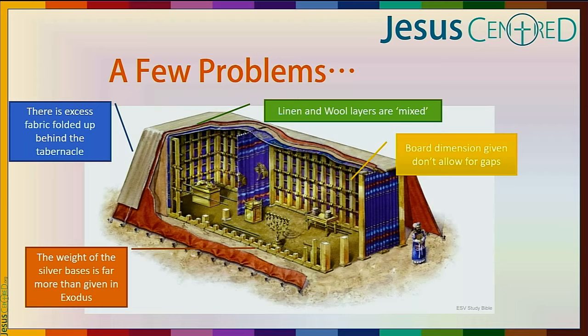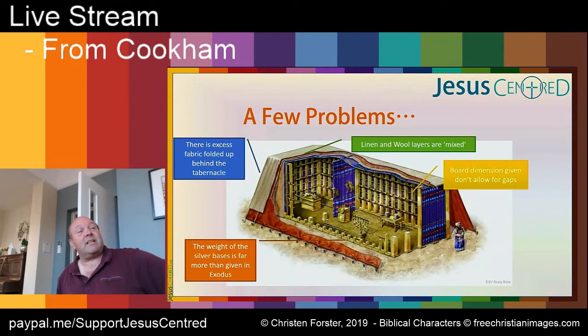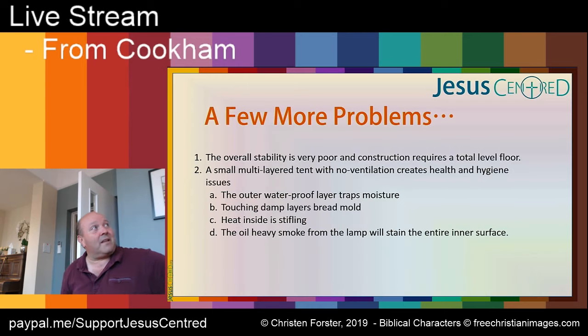And so part of the way that's compensated for is because it talks about silver settings, and those are assumed to be enormous, really, to create a huge amount of weight at the base. The problem is that they end up with a greater volume of silver than is actually specified. We haven't got time to look at all of that tonight, because we're just going to build the things. At this stage, I'm just highlighting some of the problems with the current model. And then on top of that, you've got a number of other things. There's an overall stability, which is very poor, and construction requires a total level playing field, a total level floor.